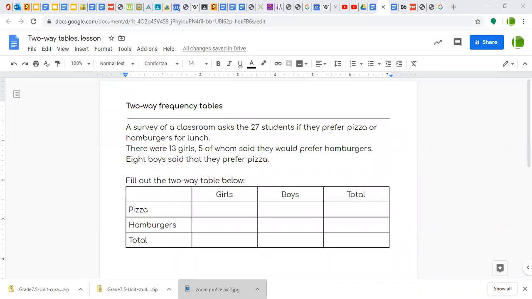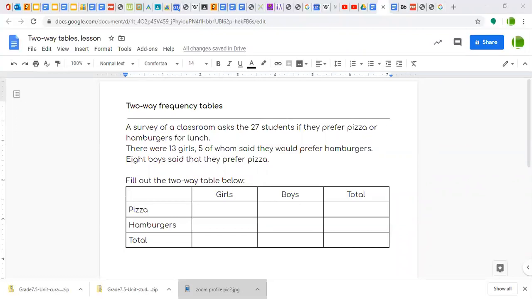And here we go. Okay, so I have here two-way frequency tables. My very first problem says a survey of a classroom asked the 27 students if they prefer pizza or hamburgers for lunch. There were 13 girls, 5 of whom said they would prefer hamburgers. 8 boys said that they prefer pizza. And so now I've got this table already set up with the headings. The columns are labeled, the rows are labeled. And so this is easy at this point. I can just fill in information.